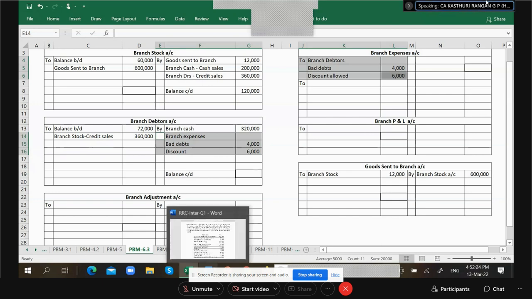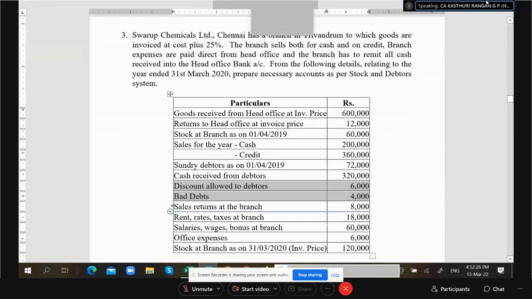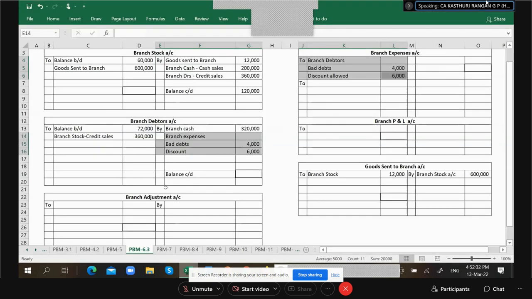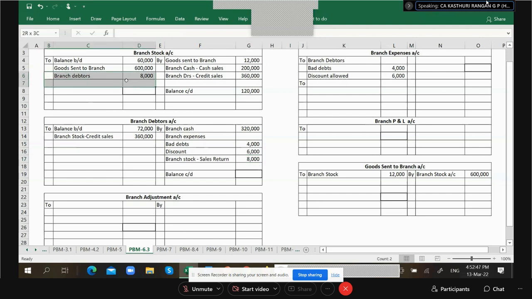Next, easy problem. Sales returns at the branch. Goods returned by customer. When the customer returns the goods, we have to debit the branch stock because goods come into branch. So branch stock account debit to branch debtor. We have to credit the branch debtor because it's a sales return. So what is the entry for that? For sales return, branch stock account debit to branch debtor.